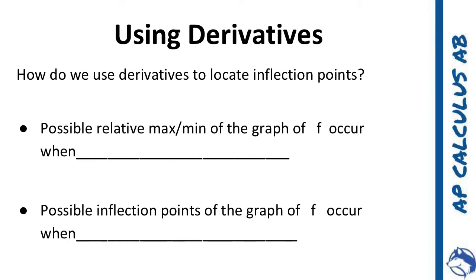So how can we use derivatives to locate inflection points? Well, possible relative max or min in f occur when f prime of x is equal to 0. So that's where relative maxes and mins occur. And so possible inflection points, of course, are going to occur when f double prime of x is equal to 0. So we're looking for when both of those pieces are equal to 0 to find these two things.